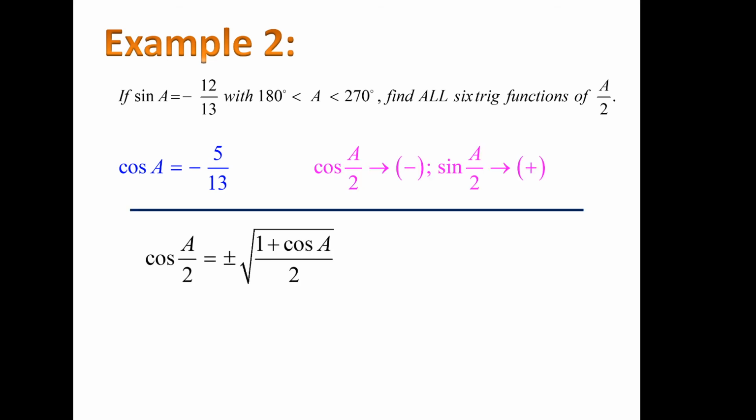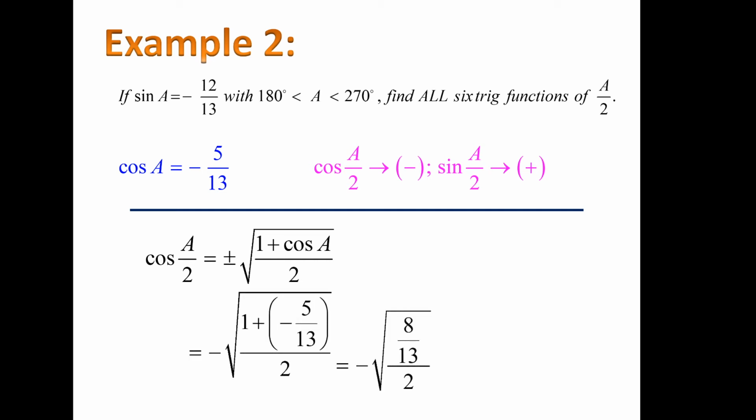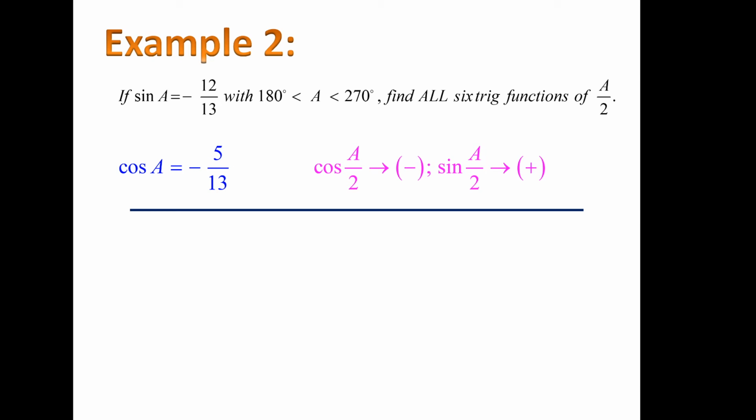And then using the identity, cosine of A over 2, so choosing the negative ratio, plug in a number, and then evaluate. So we got negative root 4 over 13. Simplified a little bit more, so we got negative 2 over root 13, and then multiply root 13 top and the bottom, so we got negative 2 root 13 over 13. And then find out sine of half angle.